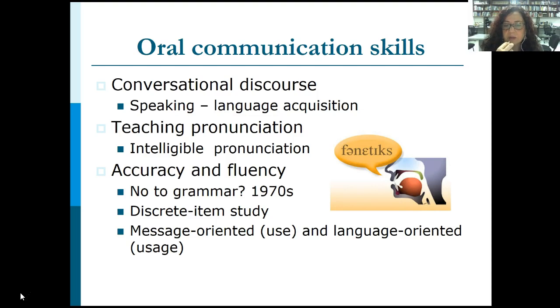And also, when we talk about accuracy and fluency, there's something related to the message-oriented use or language-oriented usage. So, what do we need language for? Do we need it to convince? Do we need it to persuade? Is it message-oriented? Or do we need to master certain aspects of the language in order to communicate certain functions? These are questions that we have to ask ourselves and that are going to shape the way we teach speaking in our class.